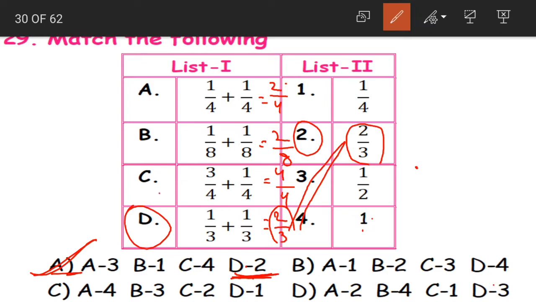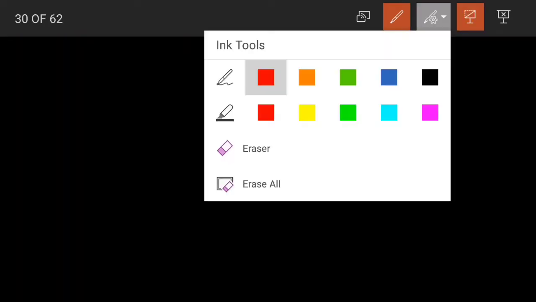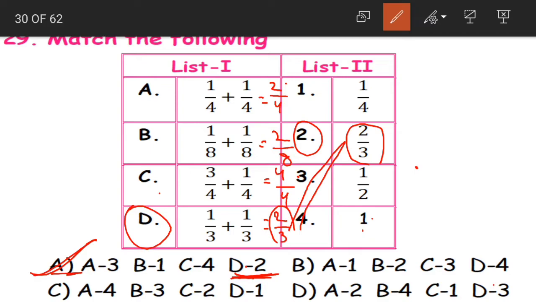What do we have here for C? 4/4. What is 4/4? That is 4 divided by 4. 4 ones are 4. When we subtract, 0 is our remainder. 4 divided by 4 is equal to 1. So C is matched with 4.